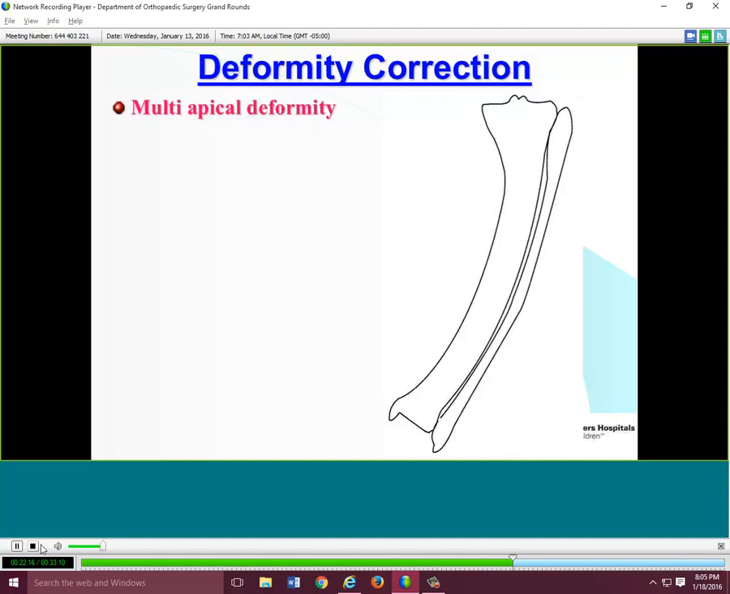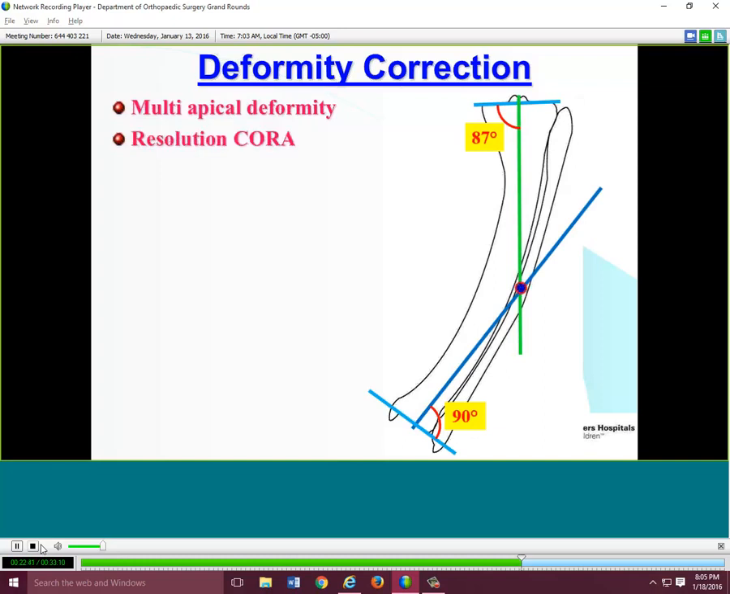Now we have here, this is more of a curved bone. It's not a bent bone, it's got a big curve to it. This would be a multi-apical deformity. This could be hypophosphatemic rickets. This could be osteogenesis imperfecta, for example. But something's got multiple apices. And so we go through the same process. Find our joint orientation lines. We drop our proximal and distal mechanical axes, and where they cross, there's our CORA.